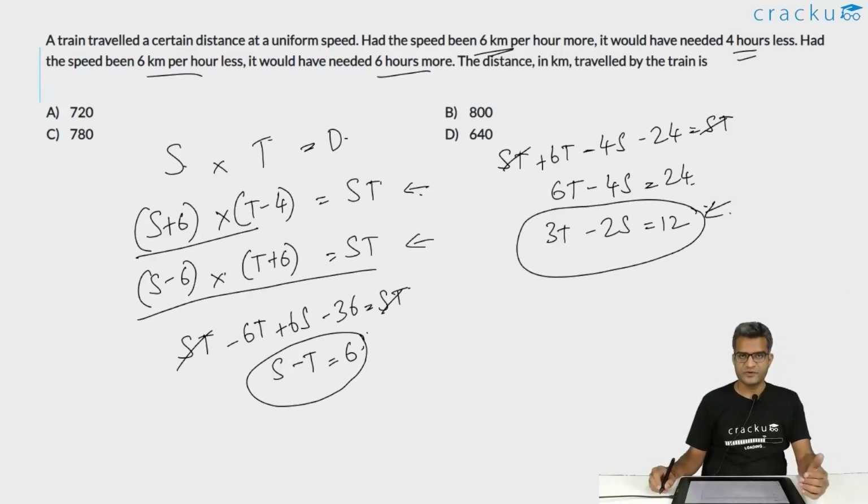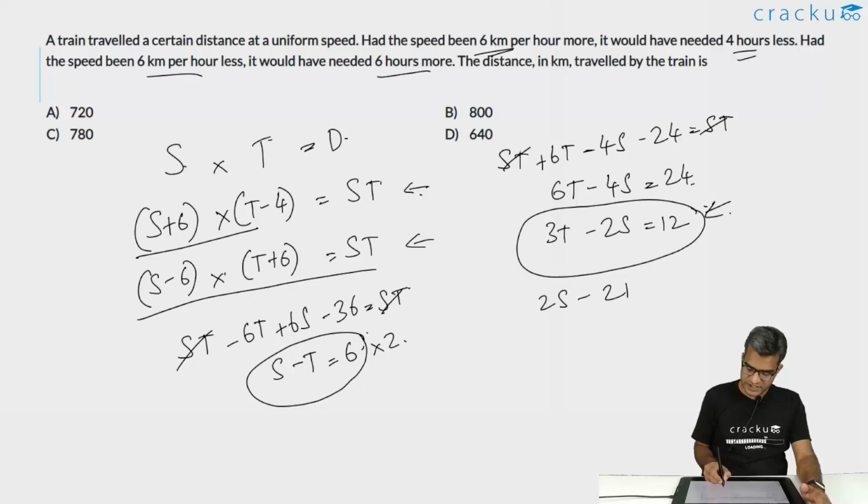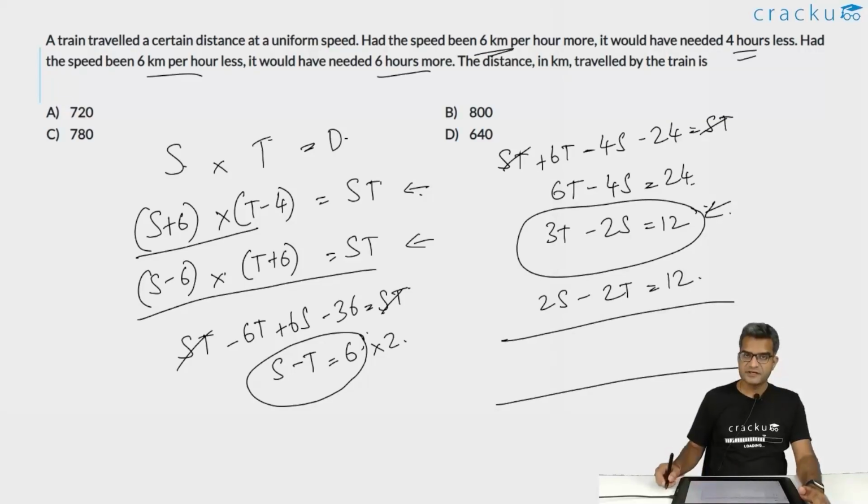We have to solve both of them to get the value of s and t. So let us multiply this with 2. So you are going to get 2s minus 2t is equal to 12. You can add these two equations. The right hand side is 12 plus 12, which is 24.